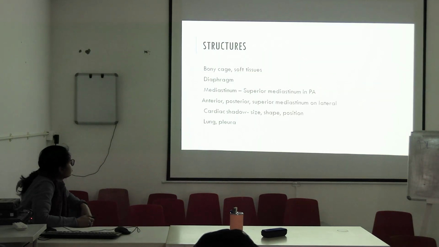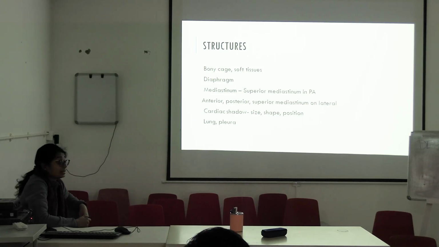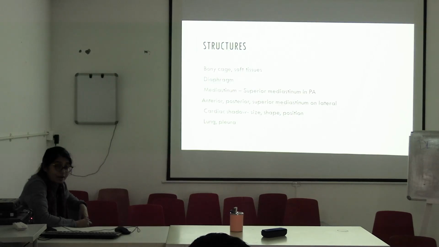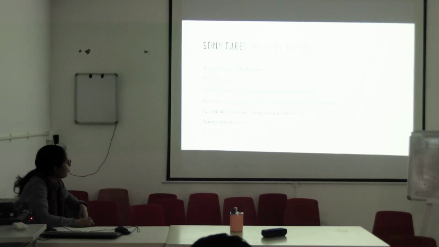Okay, now we will talk about the structures. What structures will you see? The bony cage, the soft tissues, the diaphragm, the mediastinum, that is, the superior mediastinum is seen in the posterior-anterior view, and if you are seeing a lateral view X-ray, anterior, posterior, superior mediastinum. Now you will have to appreciate the cardiac shadow also. What is the size of the cardiac shadow? What is the shape? What is the position? And also you will have to describe the lungs and the pleura as well.